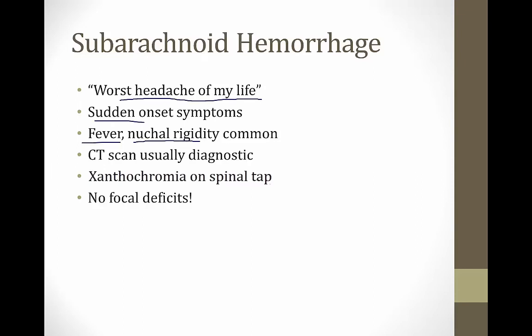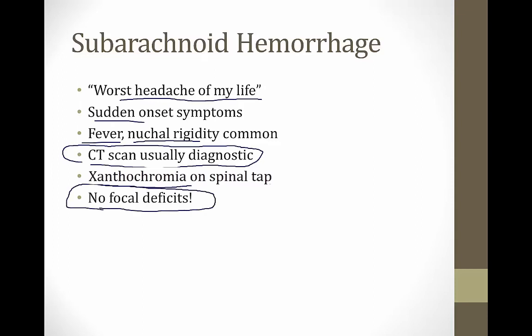The CT scan is usually diagnostic, but a small portion of patients have a negative CT scan even though they have a subarachnoid hemorrhage. And in these patients, you can detect a yellowing of their CSF on a spinal tap. It's called xanthochromia. Importantly, these patients don't have focal deficits, so even though there's bleeding into the brain, you won't see the motor lesions or the sensory lesions you see with some other types of intracranial bleeding.